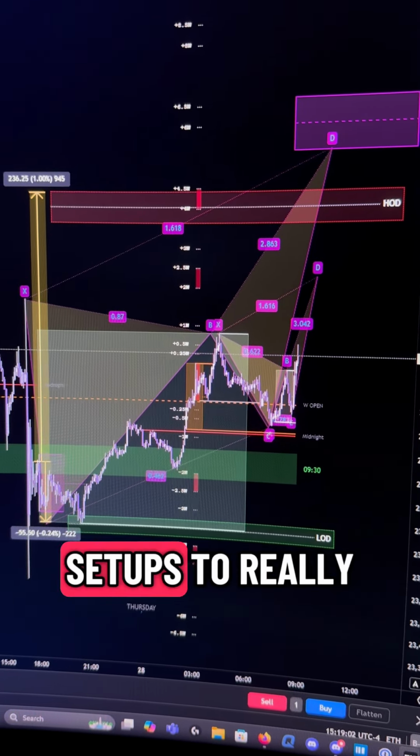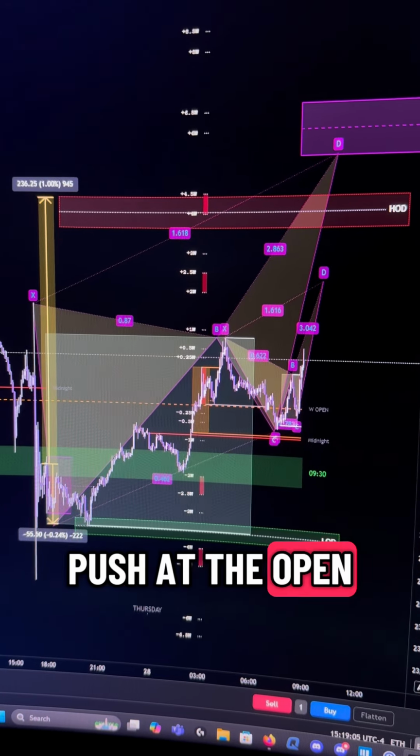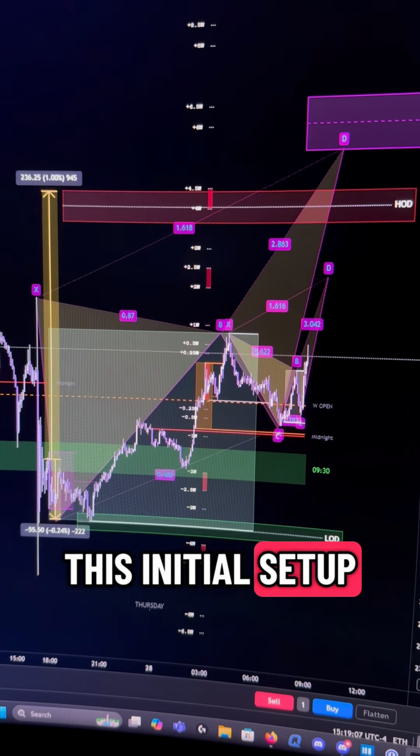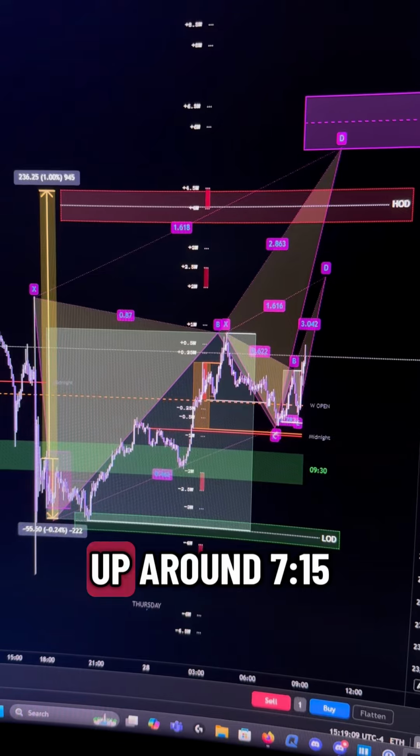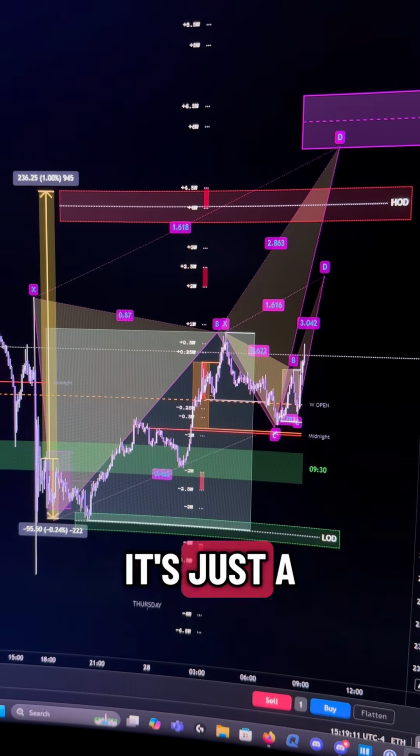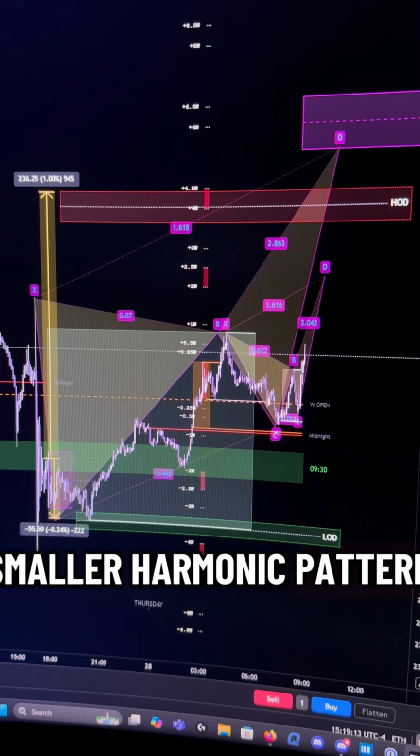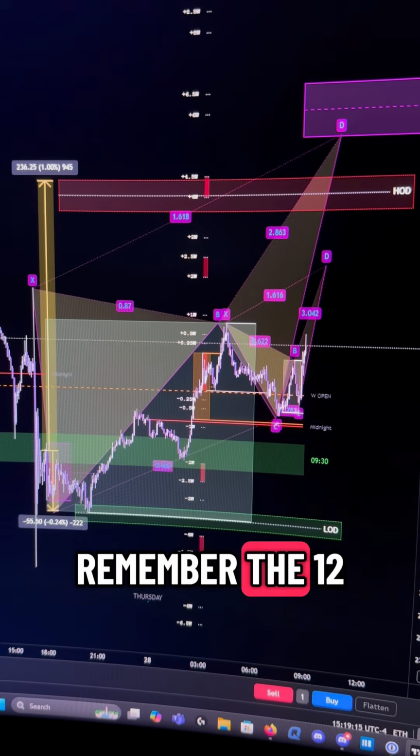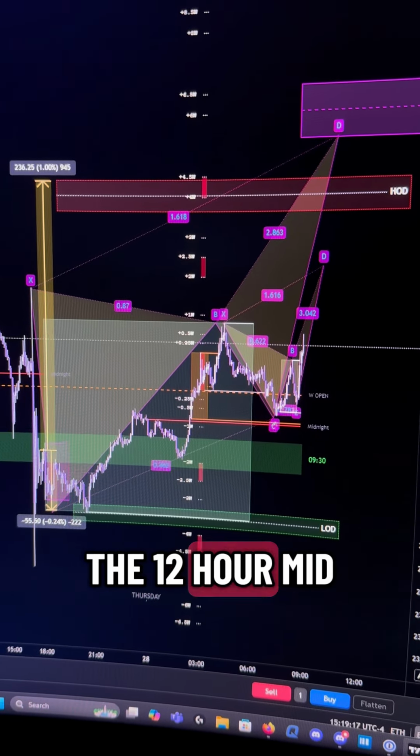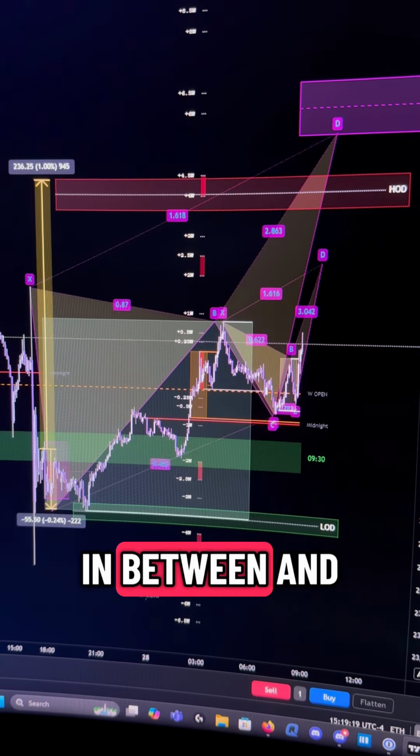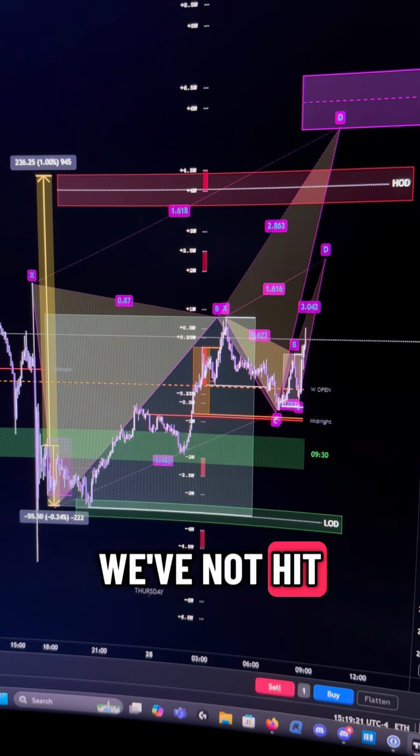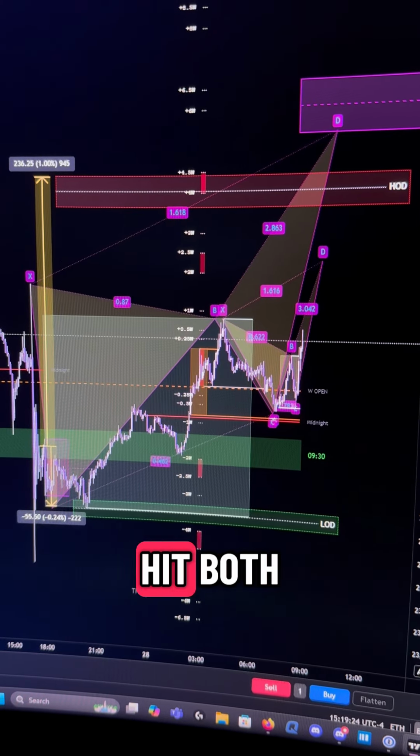Now, some other things we're dealing with. We have two setups to really push at the open. So we have this initial setup on the NQ to get us up around 715 to 720. It's just a smaller harmonic pattern. And if you remember, the 12-hour high and the 12-hour mid, we are sitting in between. And we've not hit either yet, and there's a high probability to hit both.